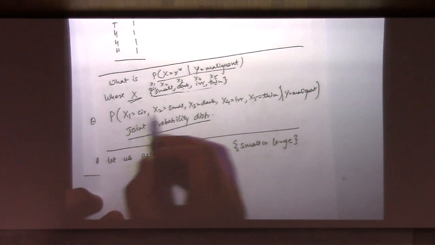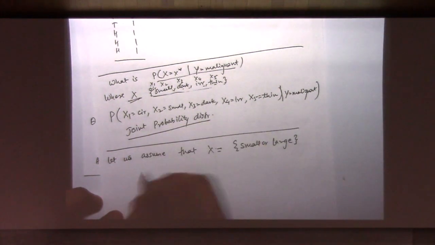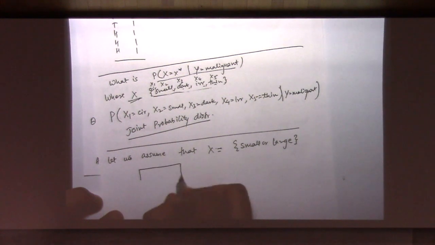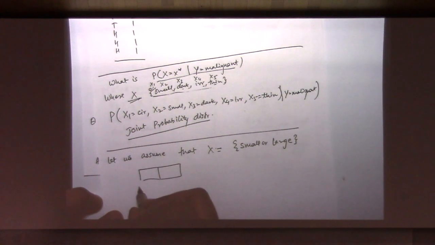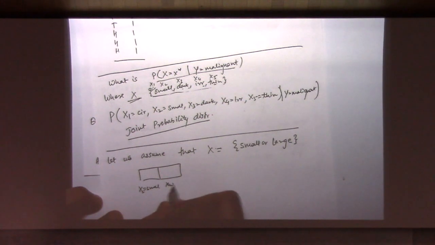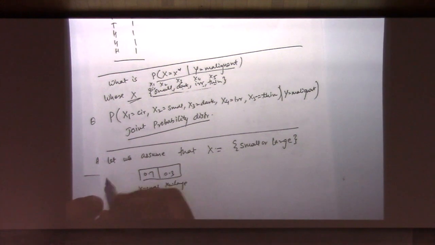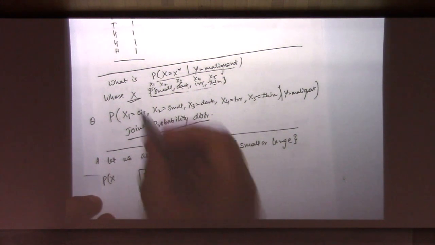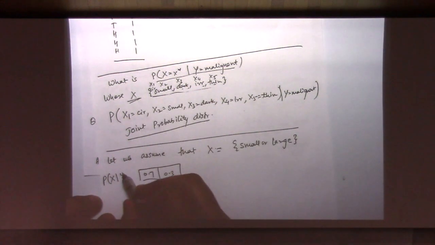So x was just x1 or x2. You can represent this probability using two numbers: the probability of x to be small and the probability of x to be large. So let's say this was 0.7, 0.3. So this is the probability distribution for x given y equal to malignant.